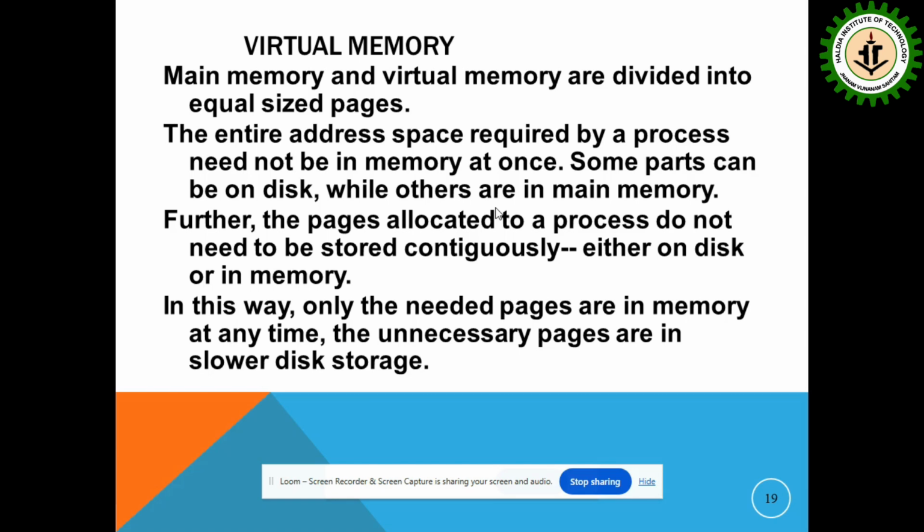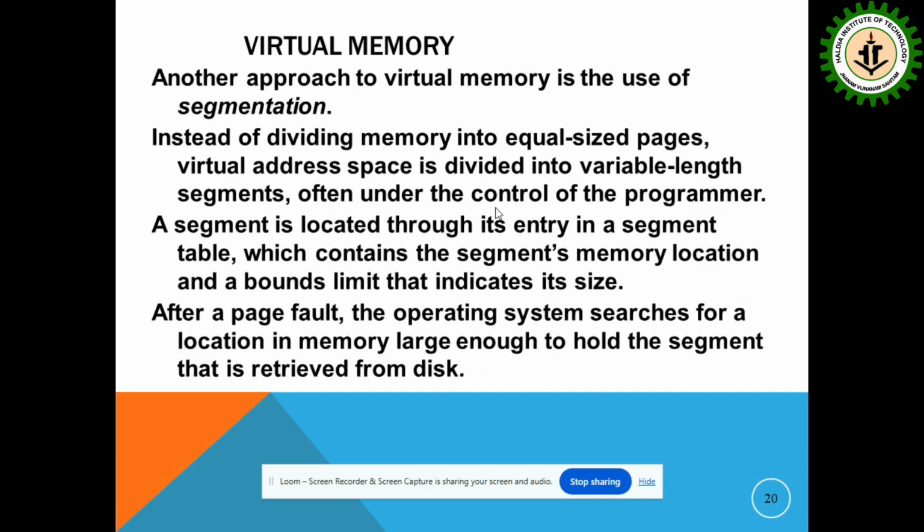Main memory and virtual memory are divided into equal-sized pages. The entire address space required by the process need not be in memory at once. Some parts can be on disk while others are in main memory. Further, the pages allocated to a process do not need to be stored contiguously, either on disk or in memory. In this way, only the needed pages are in memory at any time. The unnecessary pages are in slower disk storage.